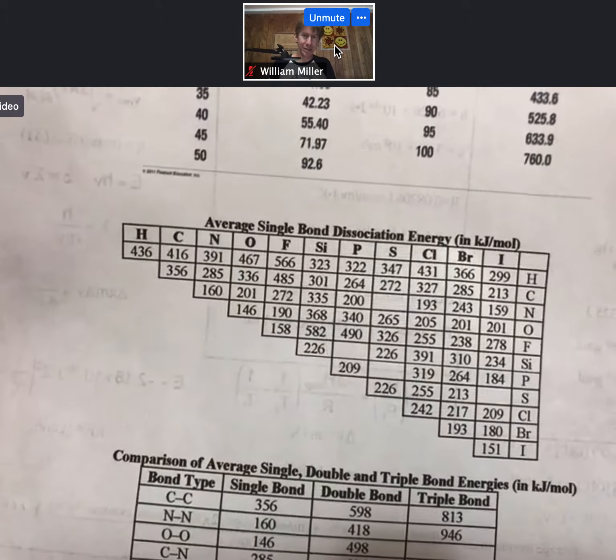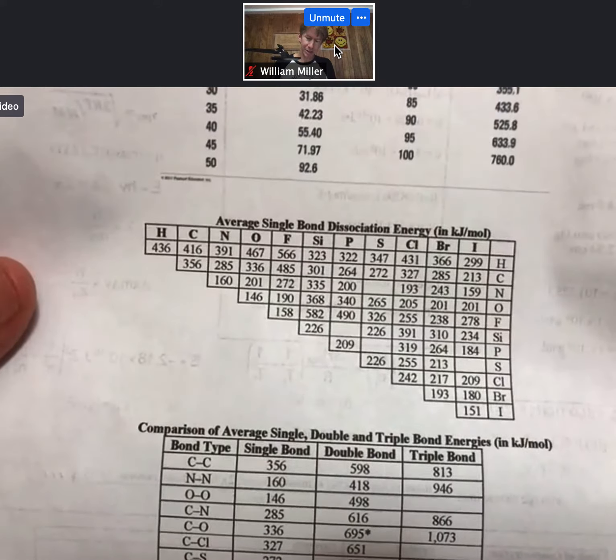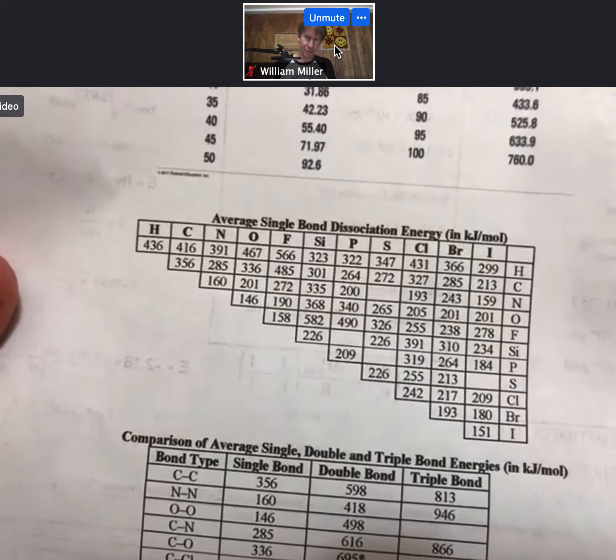And this is a table on the second page on the back side of all of our familiar equations. It's called average single bond dissociation energy in kilojoules per mole. And hopefully I've got it right here. Chlorine. Oh, this says it's 242. So we're one off. Close enough.